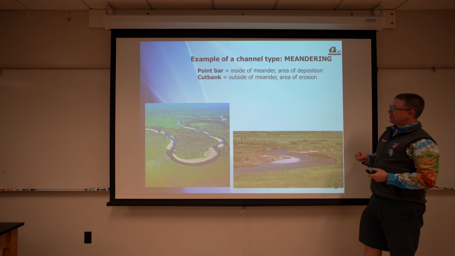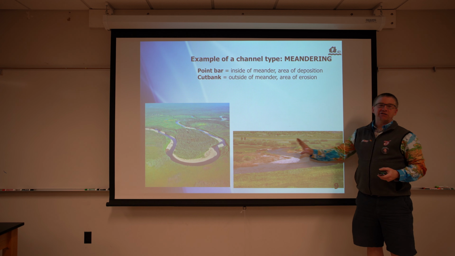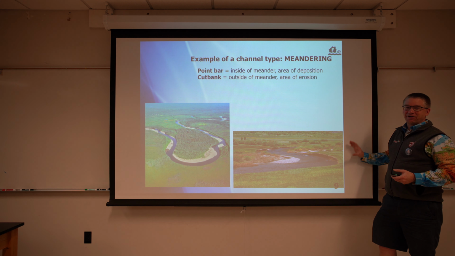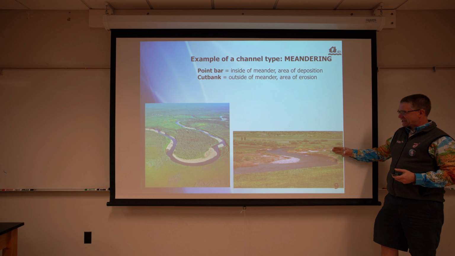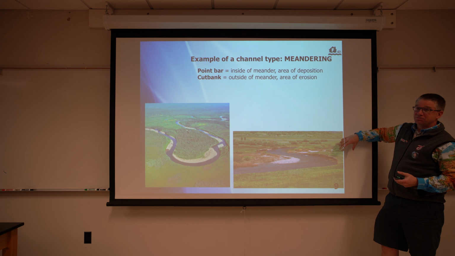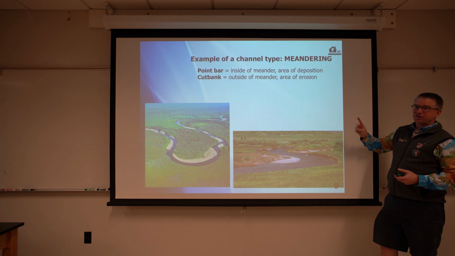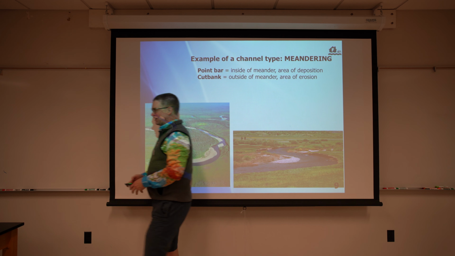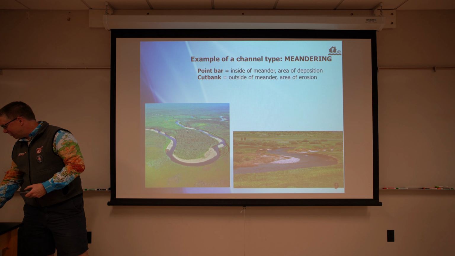So I would not build anywhere near a meandering river, but if you had to, building near the cut bank is a very dangerous place because this is actively eroding and moving and changing its position, and will eventually undercut whatever building you build here. So don't build near meandering rivers, but if you do, do not build near the cut bank. That's definitely the worst place to be along a meandering river.